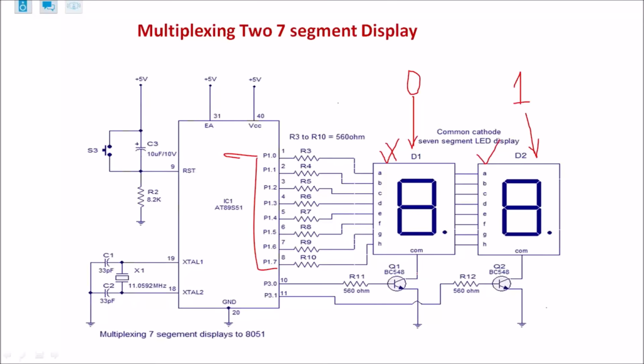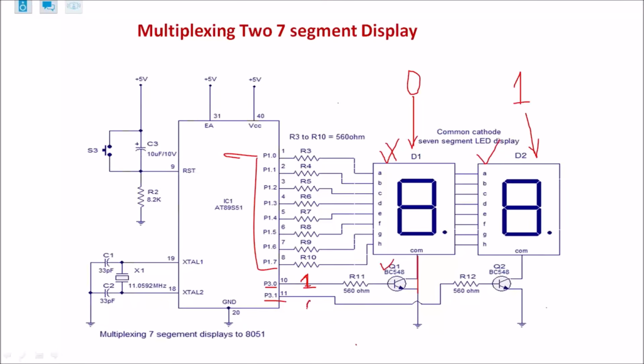Here, the logic uses transistors connected at the common terminal of the display. To make it simple, you can show an inverter also. So P3.0 is connected to the base of this transistor, which is connected to the common terminal of display 1. P3.1 is connected to the base of the Q2 transistor, which is connected to the common terminal of display 2. When we send a logic 1 at P3.0, the Q1 transistor turns on and the common terminal will be connected to ground. So to enable display 1, we'll send a logic 1 on P3.0.